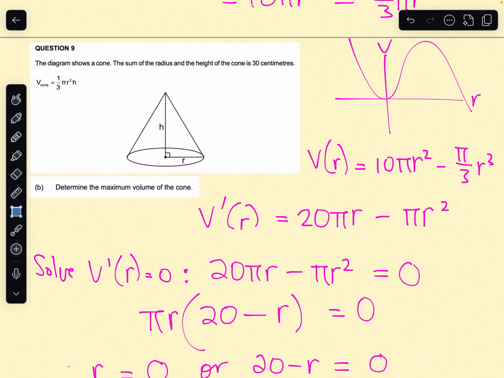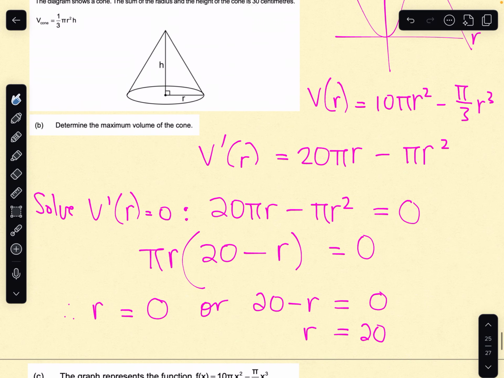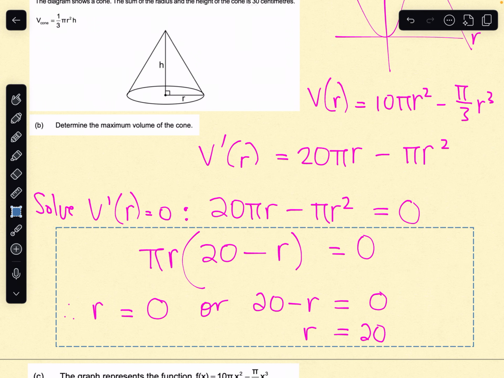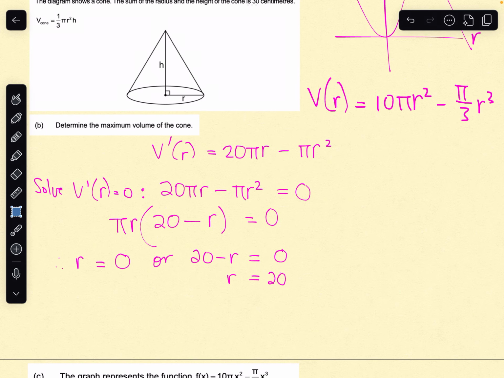So the graph looks something like that actually. Right, so let me just shrink this because I don't feel like creating a new page. Right, so invalid, because r has to be greater than 0, and so therefore this is our solution. Well, this is where the volume is maximized, when r is equal to 20.